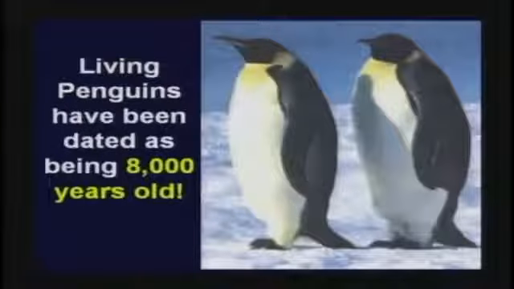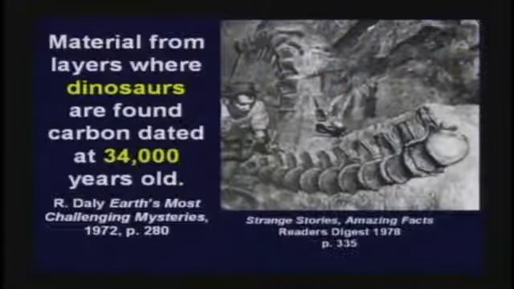That's not too good. Living penguins were dated at 8,000 years old. Materials from layers where dinosaur bones were found are carbon dated 34,000 years old. I was in a debate one time, and this professor was getting so upset. Finally, he said, how can you use Reader's Digest as a resource? I said, sir, I use Reader's Digest as a resource for the picture of the dinosaur bone, okay? It's not the resource for the fact, okay? That's where I got the picture from. Oh, okay. So we went on to the debate. But yes, dinosaurs ought to date 70 million years old.